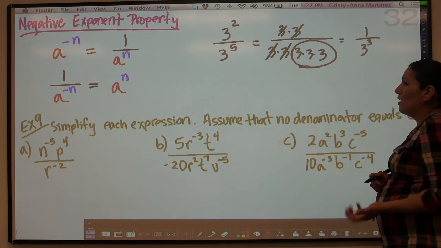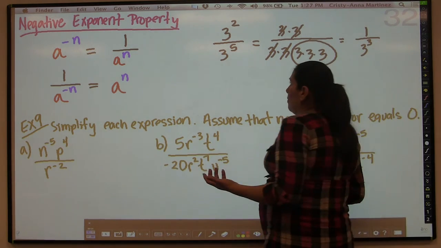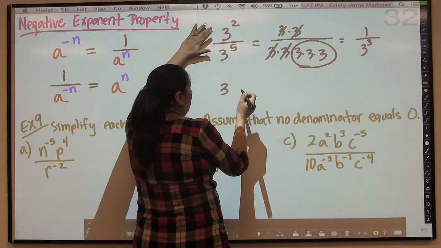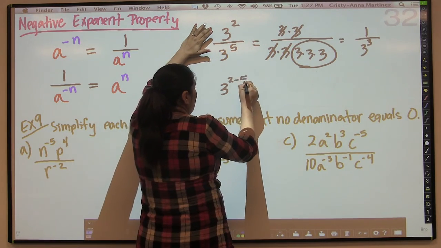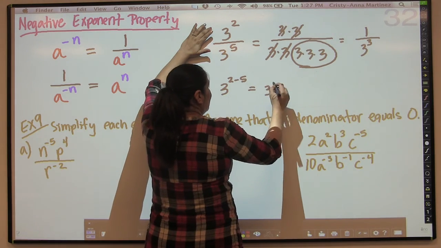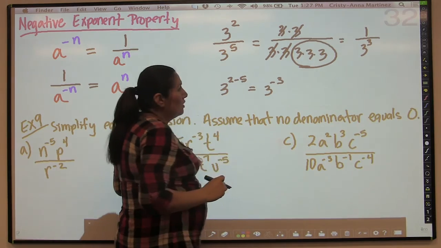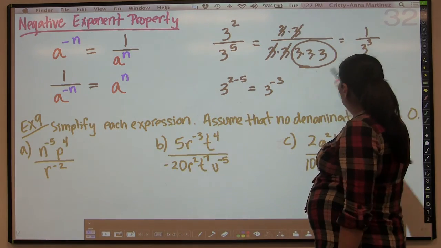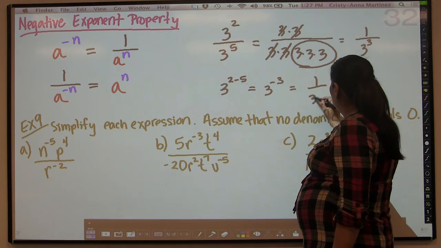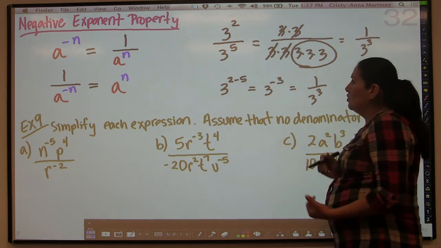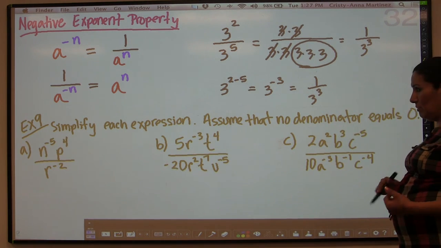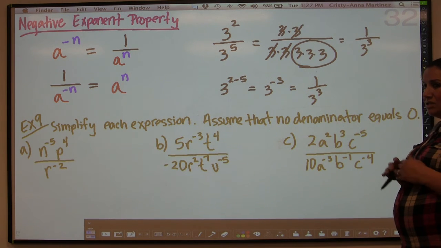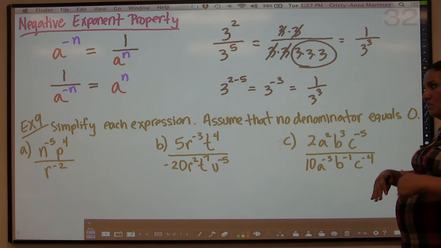Well, if you use the quotient property, according to that, you subtract the exponents, but the top is smaller than the bottom. So you would go 2 minus 5, and that would produce 3 to the negative 3 power. So you can see that 3 to the negative 3 power is the same as 1 over 3 to the positive third power. And that's how you can demonstrate the negative exponent property. But basically, if you have a negative exponent, you need to move it. If it's negative on top, move it to the bottom. If it's negative on the bottom, move it to the top.